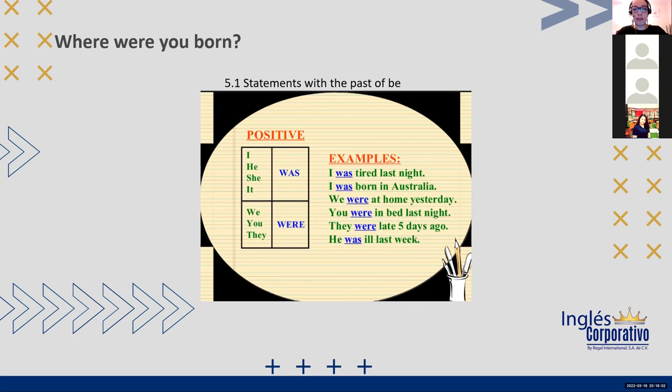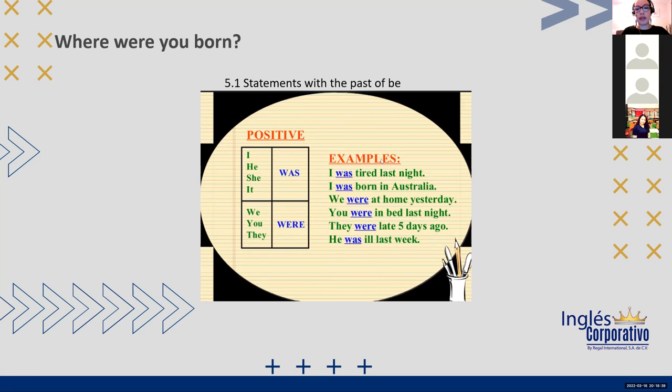Ahí estaría diciendo, mi amiga estuvo en el trabajo ayer. Básicamente el significado es el mismo, solo que ya sería en pasado, ¿verdad? El mismo ser o estar, nada más que en pasado. Y solamente estamos con sujeto I, he, she, it, que son las personas singulares. Cuando hablamos de una persona singular usamos was, y para las personas plurales y la segunda persona que es you, utilizamos were.